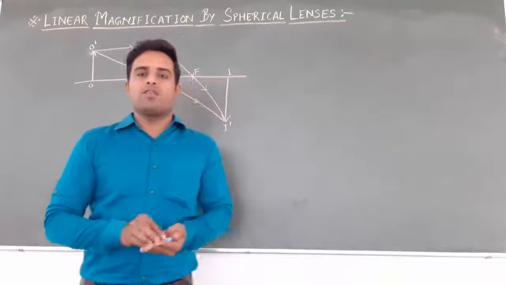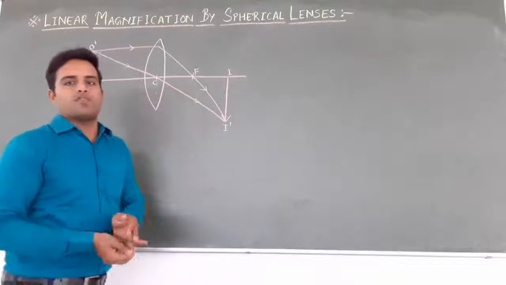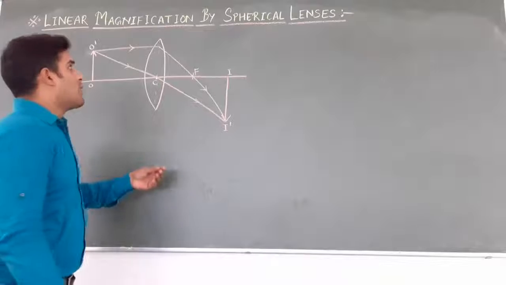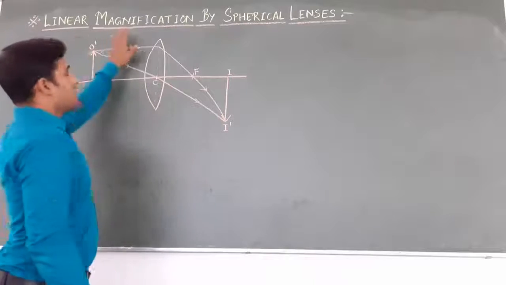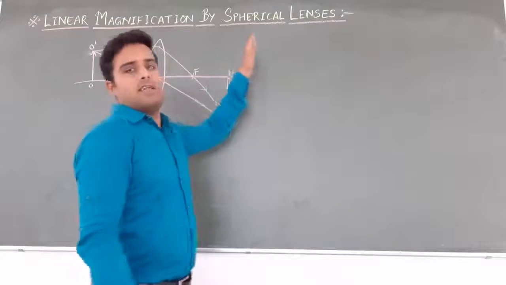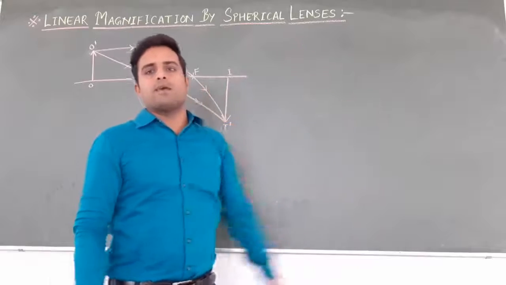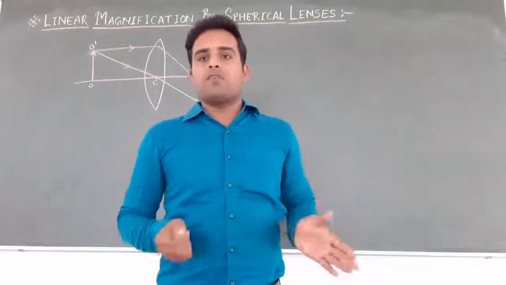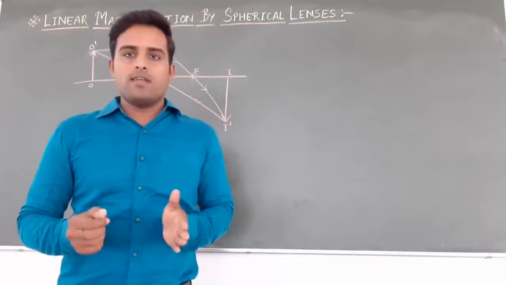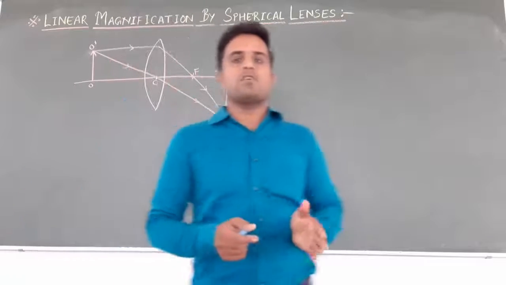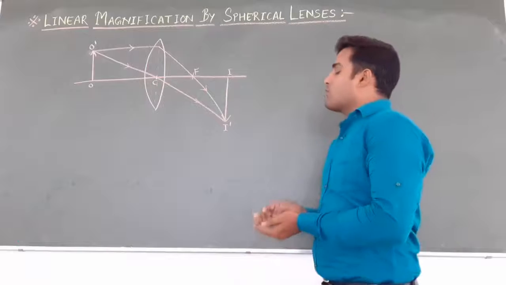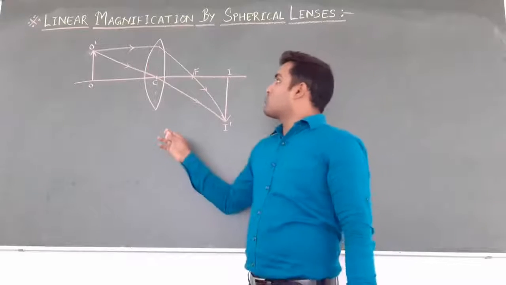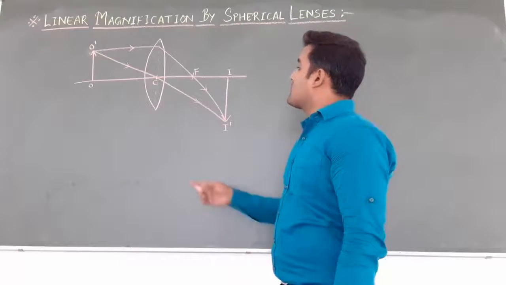Hello students, today we are going to discuss our next topic of optics and optical instruments, that is linear magnification by spherical lenses. That means how the linear magnification takes place when an object is kept in front of the lens, either a convex lens or a concave lens. So first, I have drawn a diagram to show the linear magnification of the convex lens.